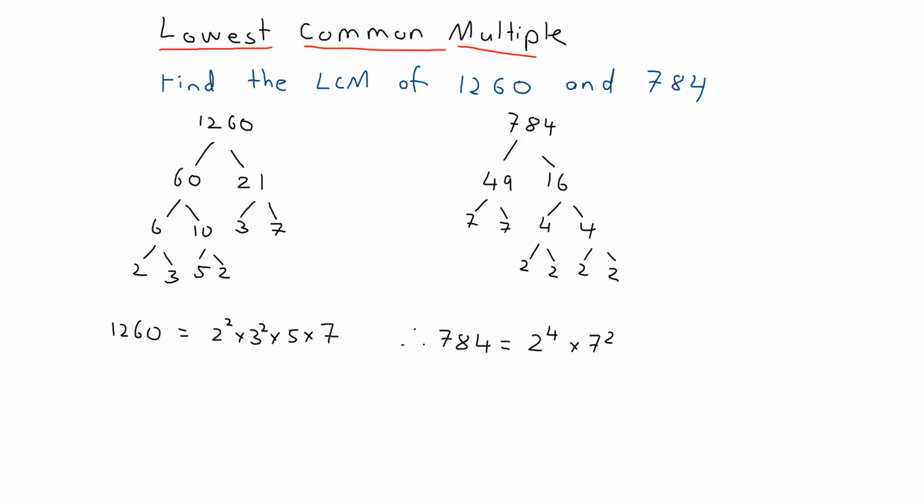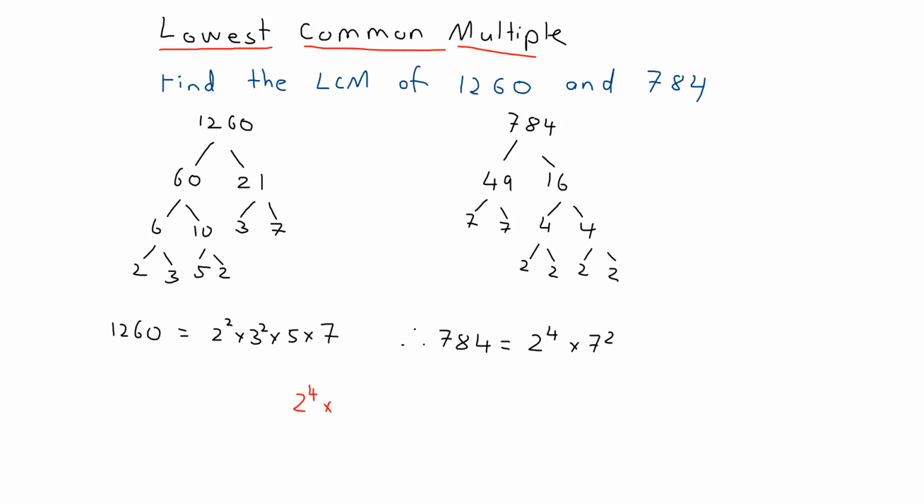So we're going to do a similar kind of thing. We're going to work out which is the lowest common multiple just by looking at our prime factorization. So I go 2, and then I look at the 2's. I've got 2 squared here and 2 to the 4 here, and I'm going to take the bigger one, so I need to get 2 to the 4.